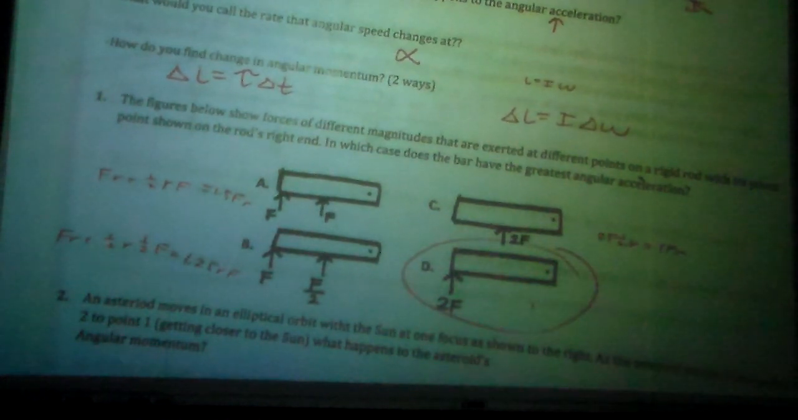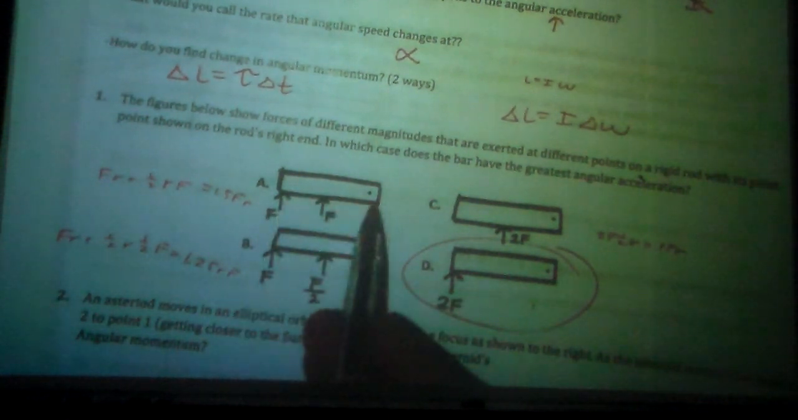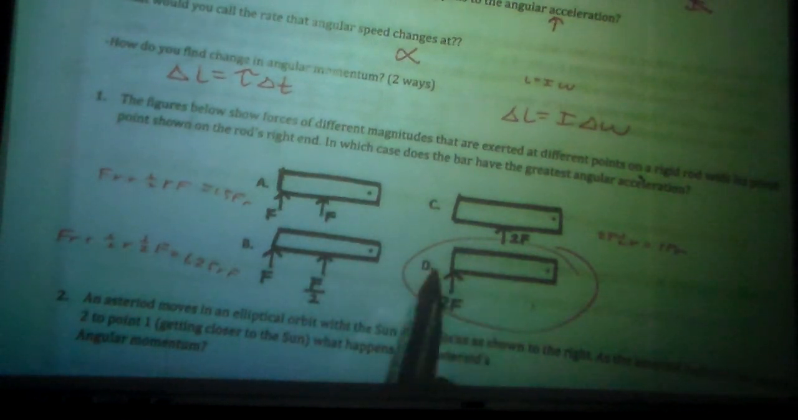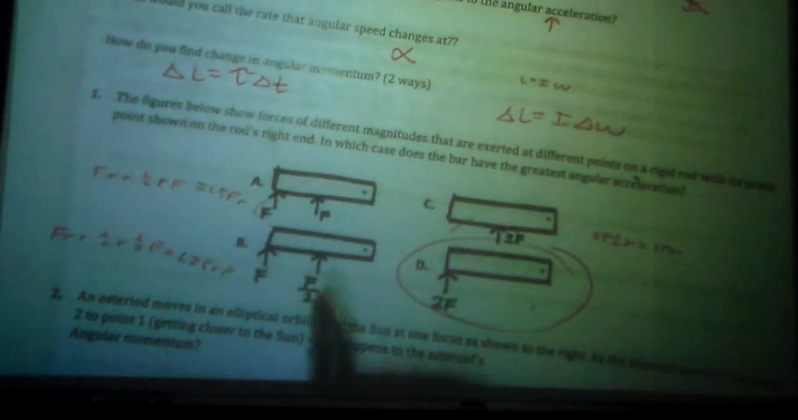Probably didn't need to do the math there, right? 2F is the greatest force and is at the greatest distance. Here, this has a force here, but it has the other F at half the distance, so not as much as having 2F at the full distance. This is the same force but closer, so not this, and this is less than this.